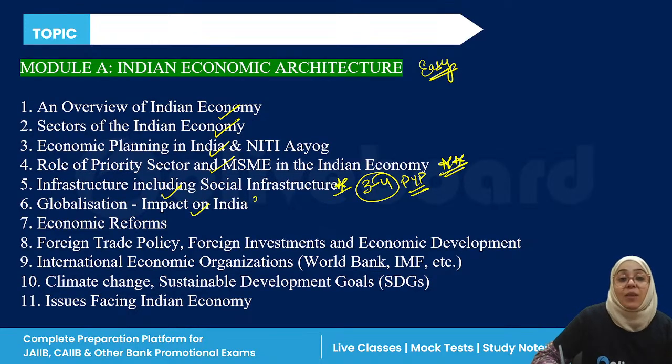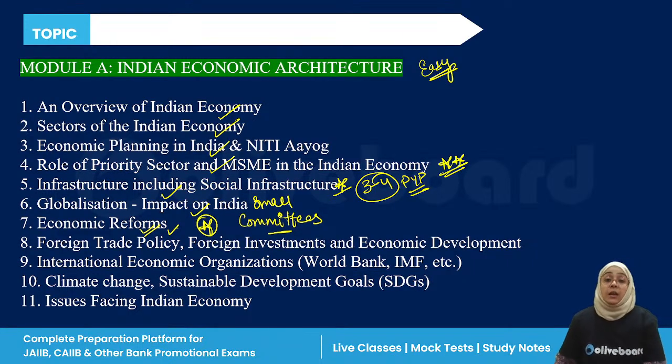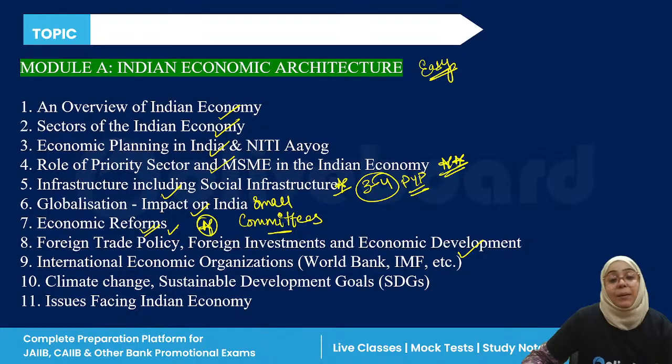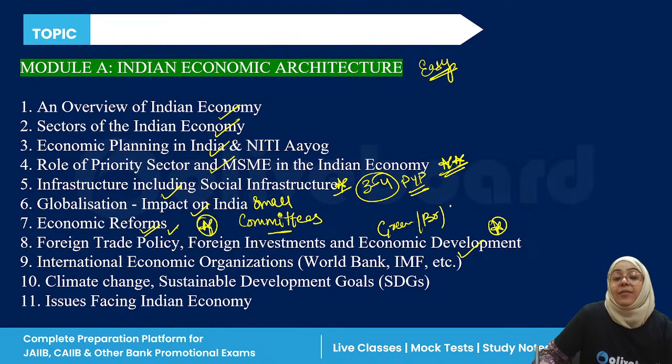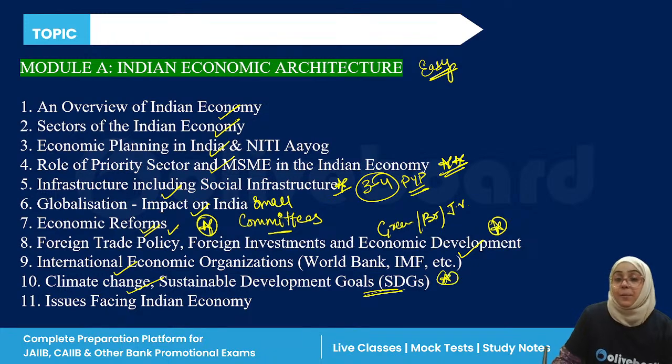Then we have globalization, a very small topic. We have economic reform, an important topic, because in this we see a lot of committees, so if you get questions on committees, they will mostly come from this chapter. Then we have foreign trade policies and foreign investments, very important because greenfield, brownfield, joint ventures and FDI are important from the examination point of view. Then we have International Economic Organizations, a very simple chapter, then climate change and sustainable development goals, where the SDGs are important, and issues faced by the Indian economy.